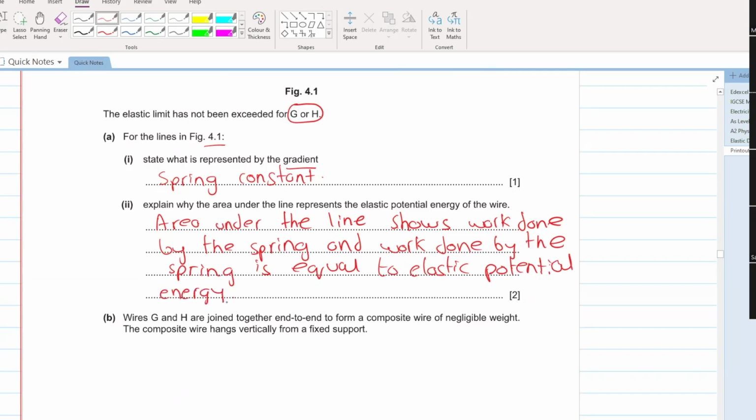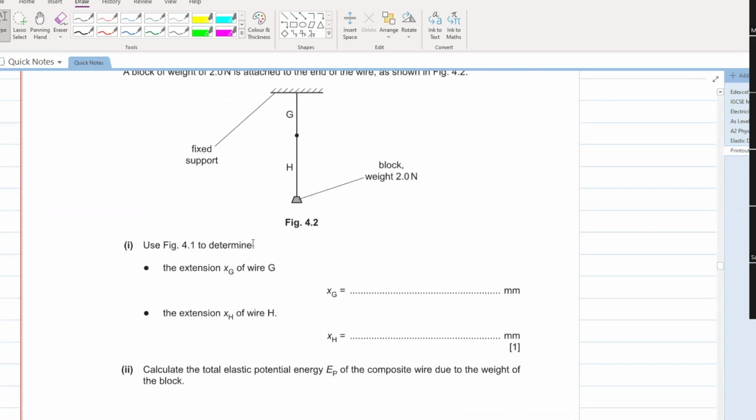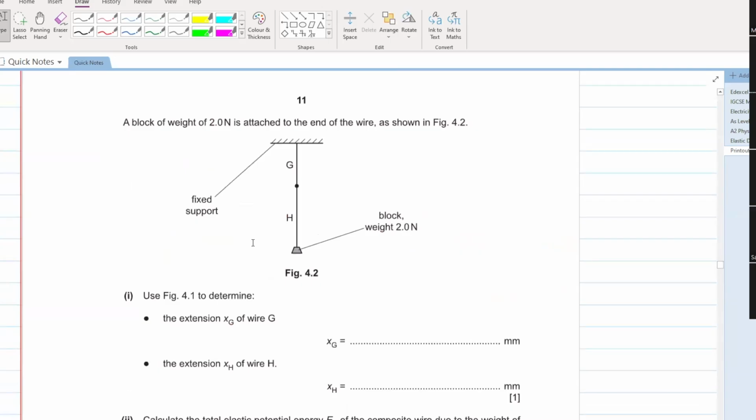Let's further move ahead. Wires G and H are joined together end to end to form a composite wire of negligible weight. The wire hangs vertically from a fixed support. Okay, so this is the diagram. Perfect. A block of weight 2 newton is attached to the end of the wire. Determine the extension of wire G and the extension of wire H.